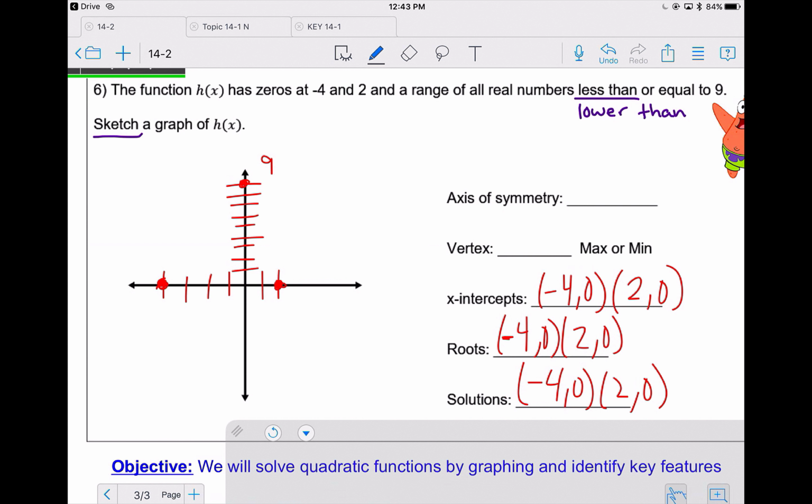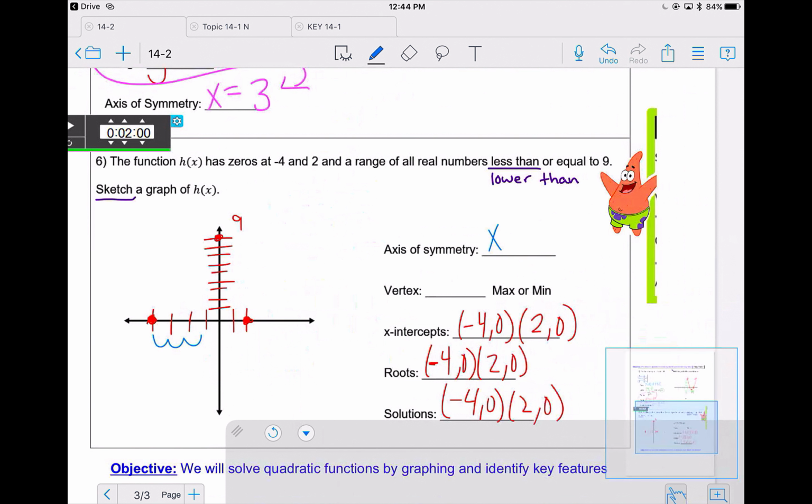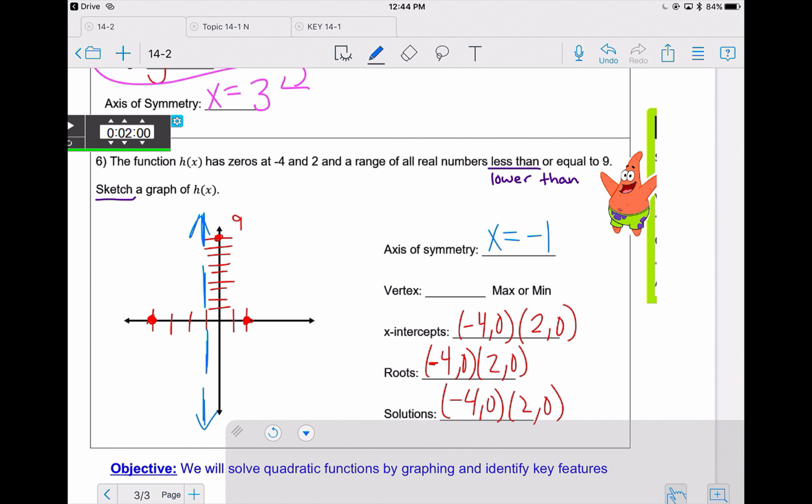So if I count, and you don't have to draw this, I'm just showing you what I'm looking at: 1, 2, 3, 4, 5, 6. There are 6 points in between. So halfway between 6 would be 3. If I go from one to the other, I'm looking to go 3 from this, 1, 2, 3, and my axis of symmetry would be at x equals negative 1. So there's my axis of symmetry.